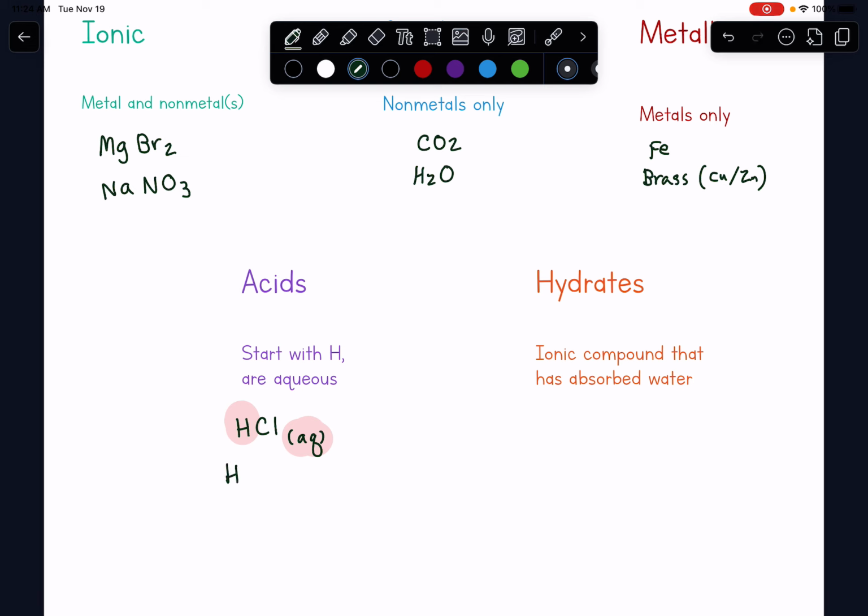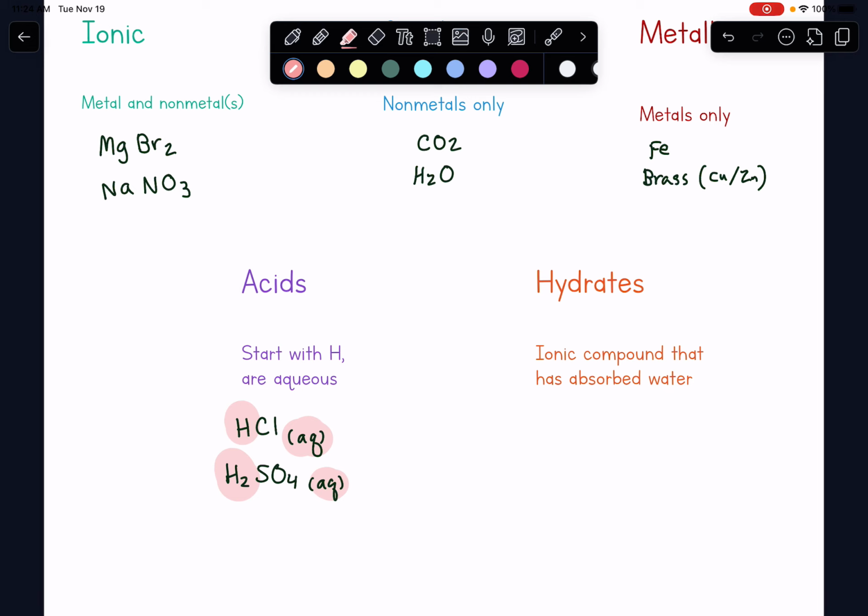Another example would be H2SO4, that's sulfuric acid. So it starts with hydrogen and it's aqueous. You are allowed to have more than one hydrogen. In an acid, you will generally have as many hydrogens as you need to balance the charge of the negative part. So it kind of depends on what the hydrogen is paired with, how many hydrogens you're going to need to do that. Hydrogen, remember, has a +1 charge.